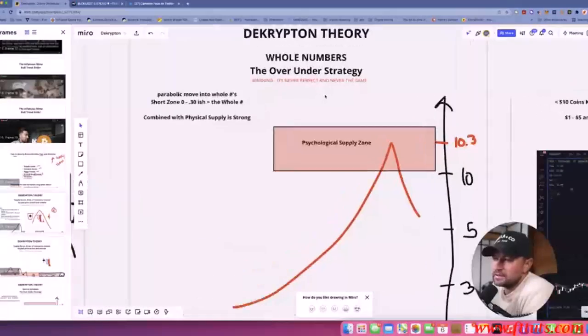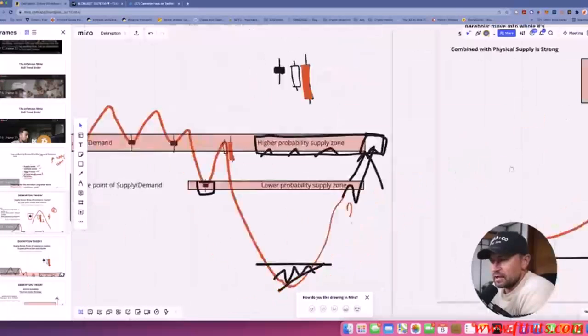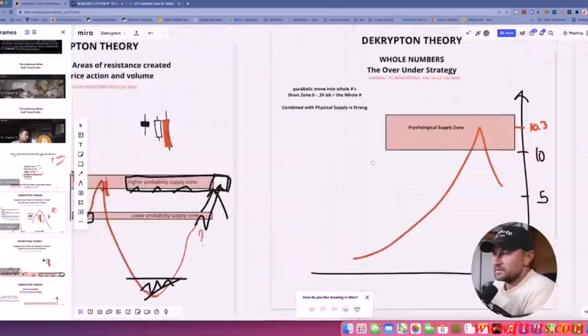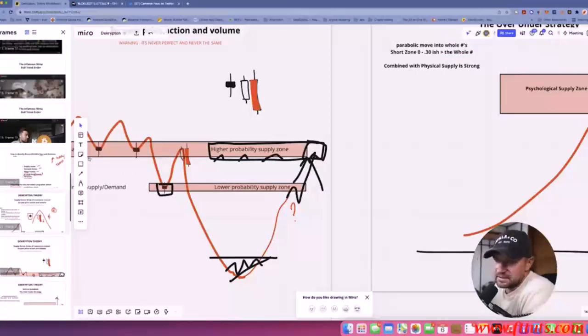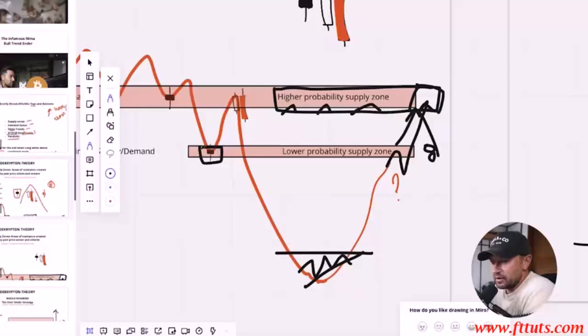All right, guys, next we're going to talk about whole numbers and their significance. Now, we talked about the idea of actually drawing supply and demand zones based off of reversal candles, but there's also the aspect of whole numbers, which you'll see time and time again play significant roles in areas of support and resistance. If you're looking at a supply zone, like again here, say if this is like $8 and it looks like a great area to short because it just went parabolic, but this is 10 here.